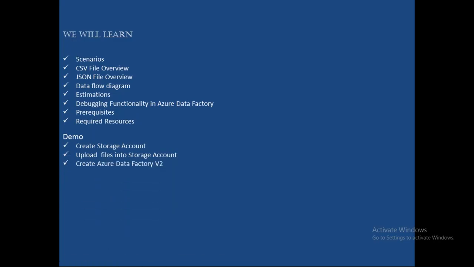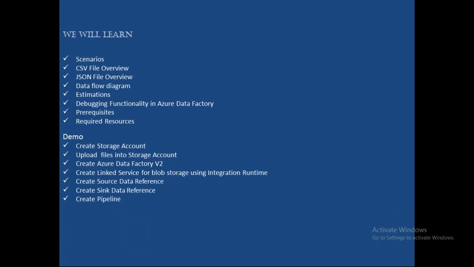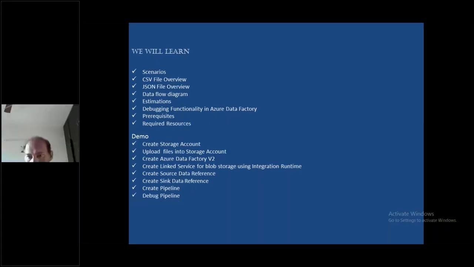Then I'm going to create an Azure Data Factory V2, and we need to create a linked service for blob storage via integration runtime, and create the source data reference and the sink data reference. We need to create a pipeline to move the data from the input container to the output container. Then we are going to debug this particular pipeline and see how you can run it as well. And we have seen yesterday that the debug history and run history are both saved.